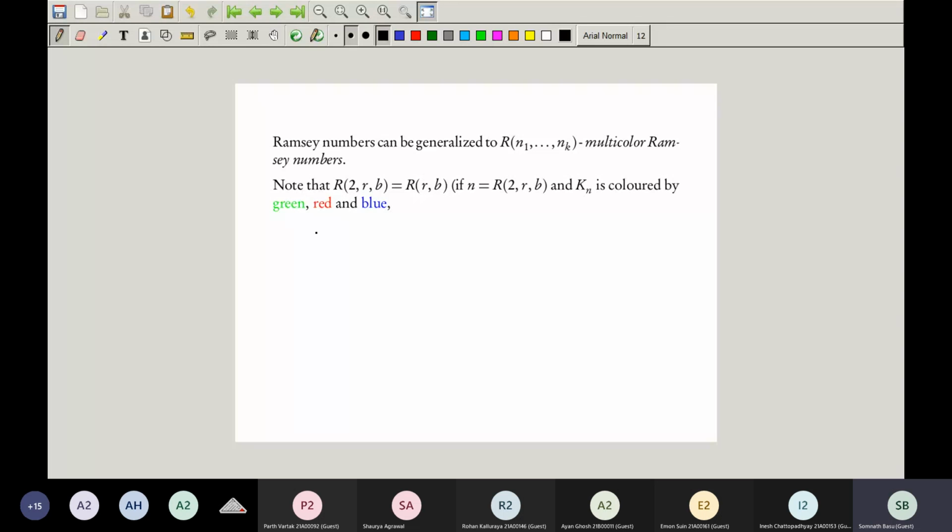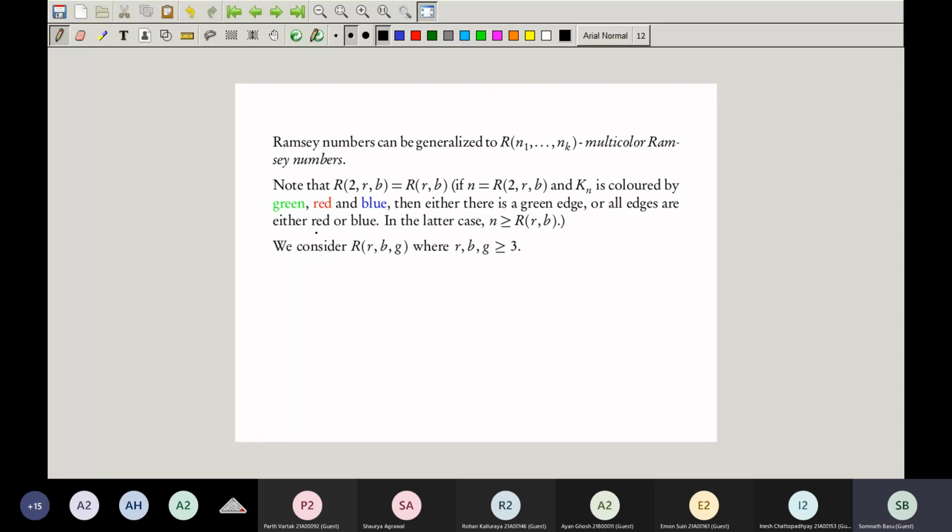Okay, yeah. So this is just the argument that if there's a green edge, fine. Otherwise, all edges are either red and blue, and you get a bound, and you can check it. Okay? So you can ask, since we know what it is, if one of them is 2, so might as well start with red, blue, green, but all of them are at least 3, because having one of them be 2 is not very interesting. I can just go back to the Ramsey number that we defined using 2 colors. So let's assume all of them are at least 3 or more.